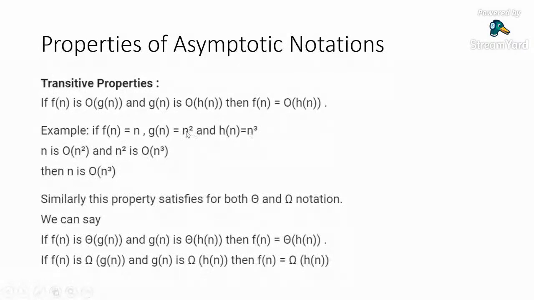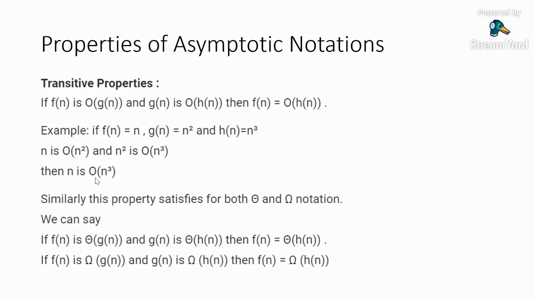So g of n is also order of h of n. So in that case, we can also say that f of n is order of h of n. Okay, n is order of n square is order of n cube. Then we can also say n is order of n raised to power 3. So this is n and this is n to the power 3, as this order of is providing the upper bound. So we can say that this is also correct.